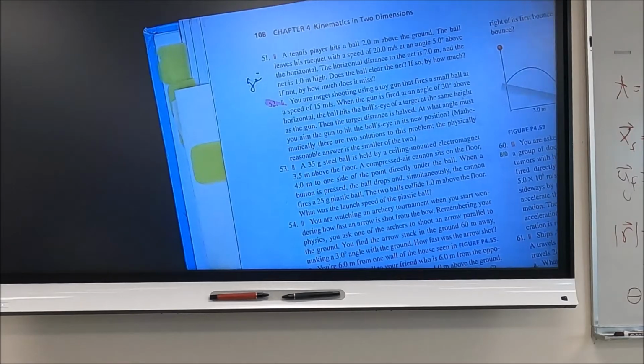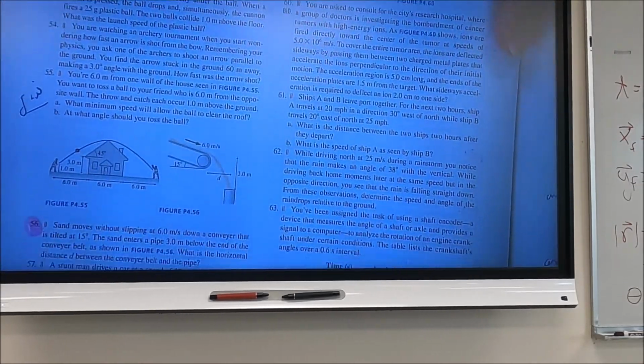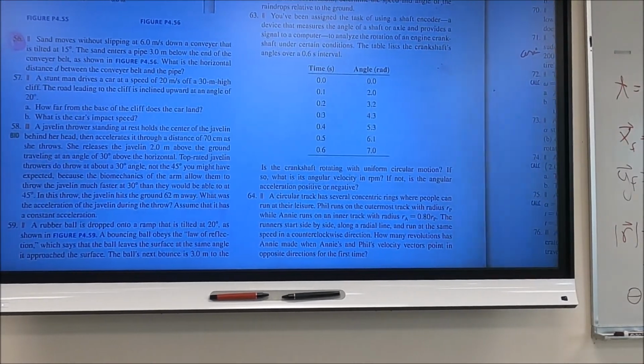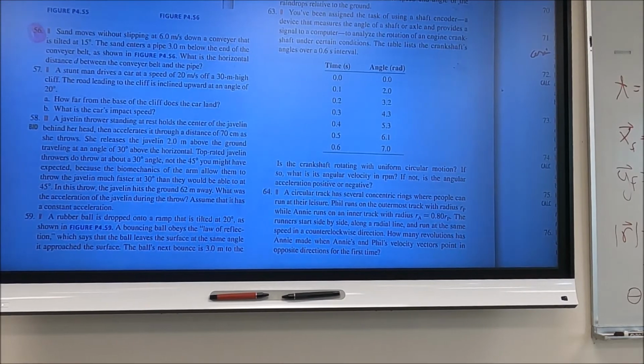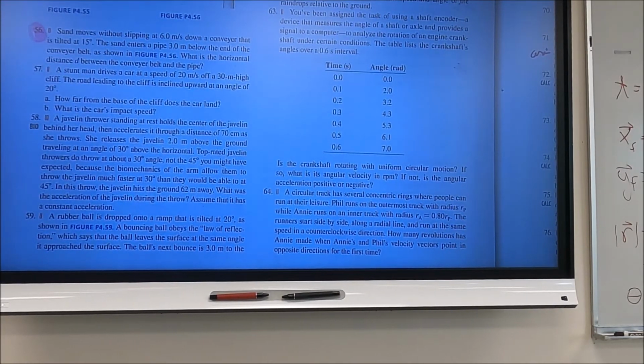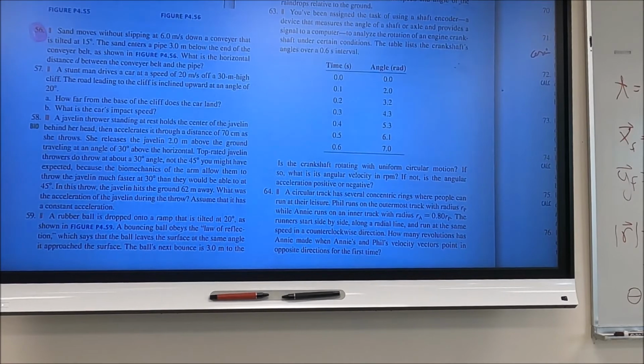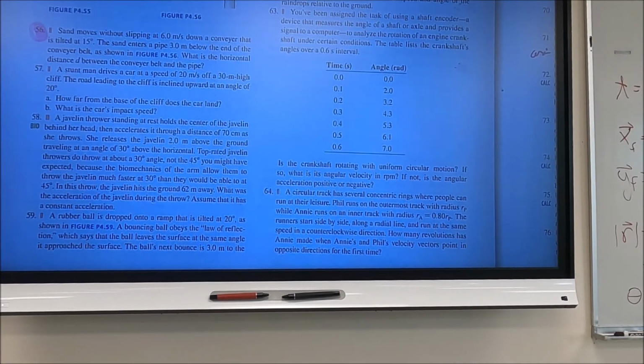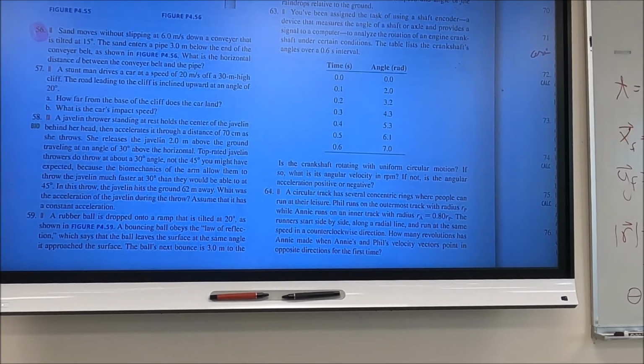Okay? Now, if we move on to question 56. It says sand moves without slipping at 6 meters per second down a conveyor that is tilted at 15 degrees. The sand enters a pipe just below the end of the conveyor belt, as shown. What is the horizontal distance D between the conveyor belt and the pipe?